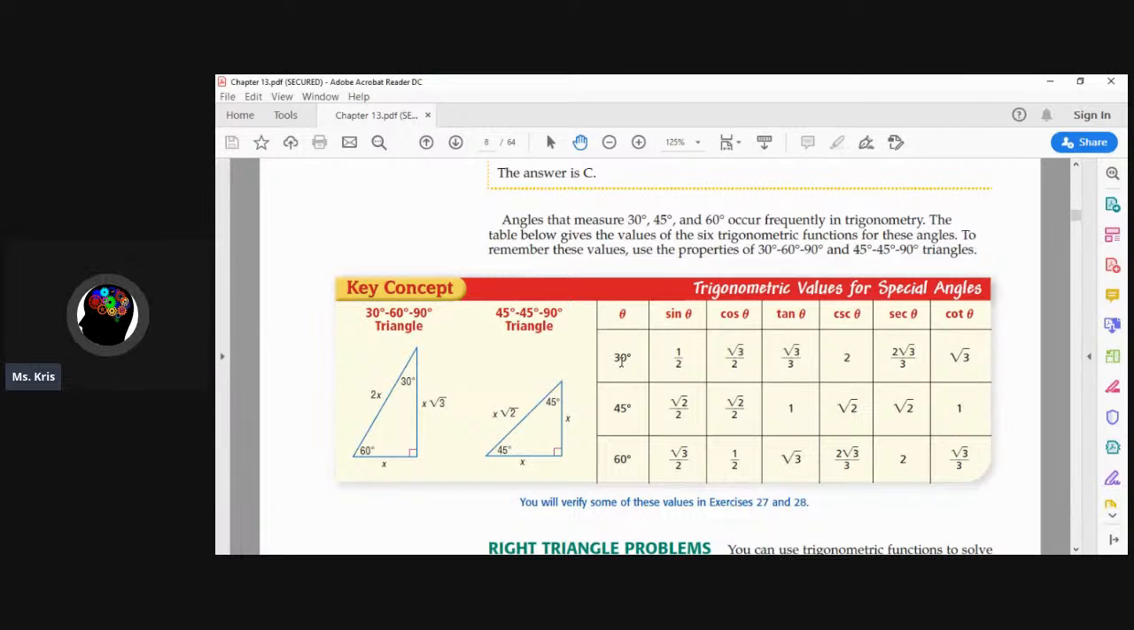And what is sine for 30 is cosine for 60. Tangent for 30 is cotangent for 60. And of course, cosecant for 30 is secant for 60. So with each of these, you are able to determine your x, or what you're trying to find, based on these special trig functions.